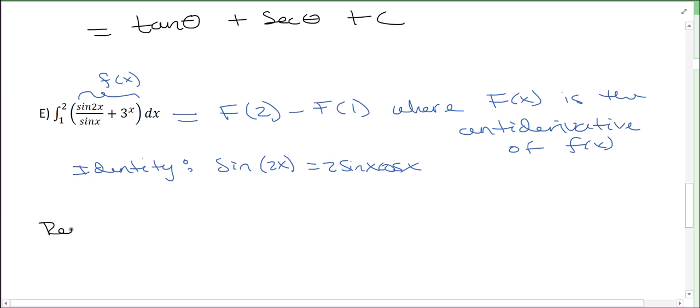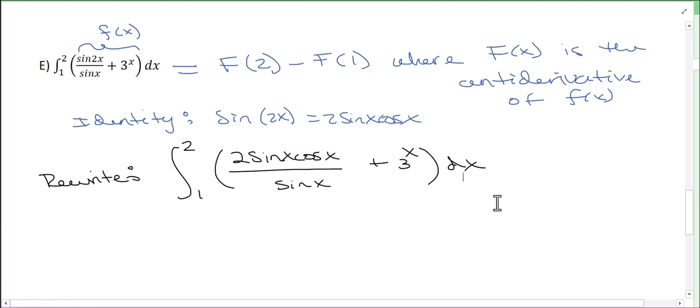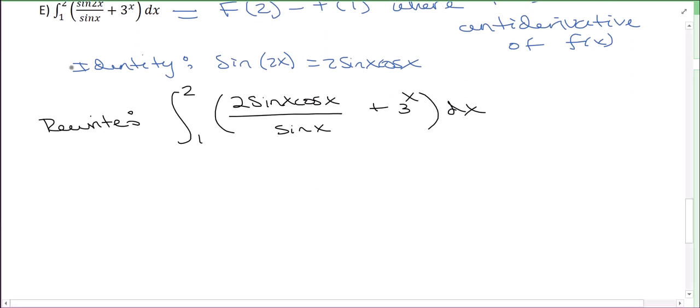So let's rewrite this integral as the integral from 1 to 2 of, and we're going to replace sine of 2x using this identity, 2 sine x cosine x divided by sine x, and then plus the 3 to the x stays. There's no need to rewrite that one. So always ask yourself, do I need to rewrite my function before I integrate? And now here we can see that sine x divided by sine x is 1.